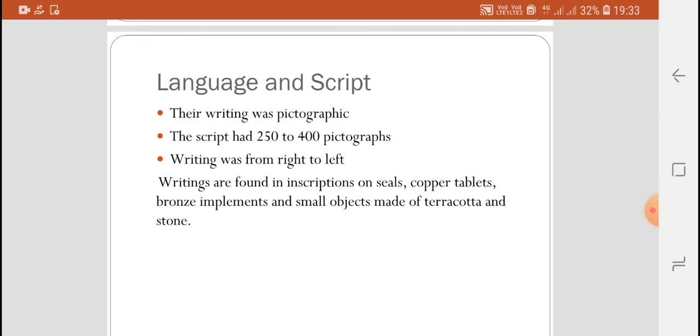Language and script: their writing was pictographic. They used pictographs, and the script had 250 to 400 pictographs. The writing was from right to left. The writings were inscribed on seals, copper tablets, bronze implements, and small objects made of terracotta and stone.